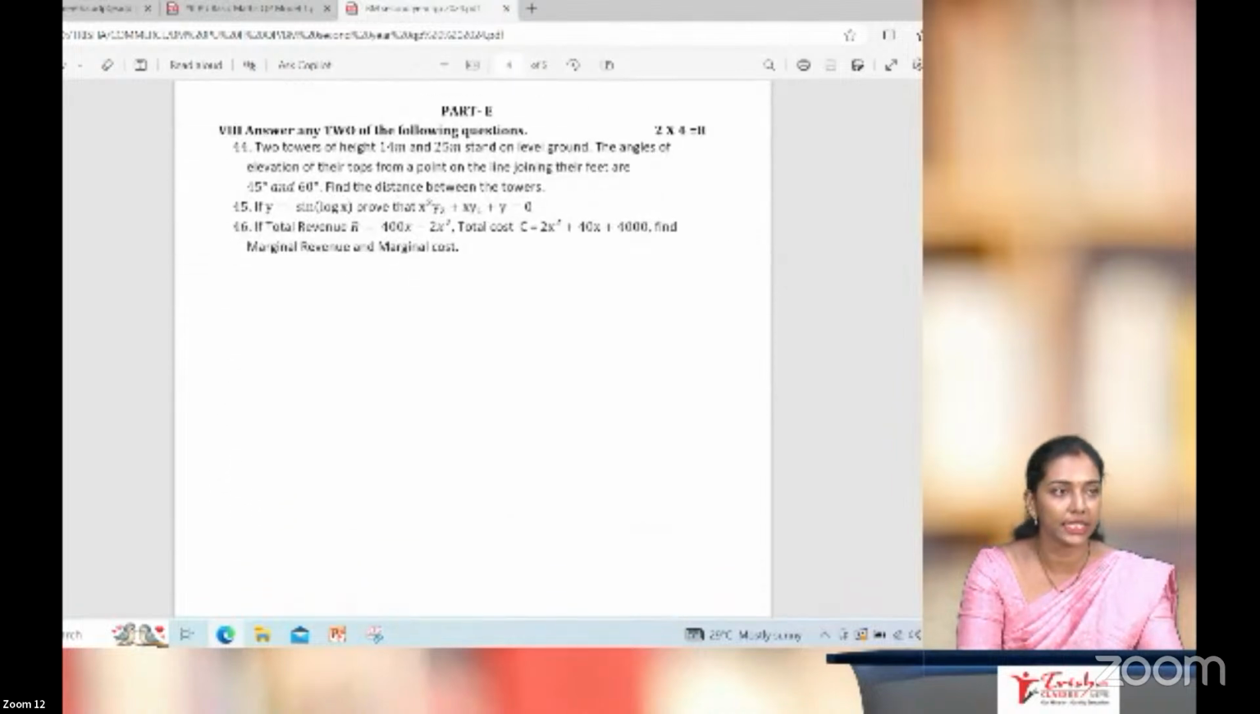Coming to Part E, I hope you can see, you have to answer 2 questions. Three questions will be there, and in that you have to attempt 2. The first will be from heights and distance, coming for 4 marks. Heights and distance are very sure questions. You can go through your textbook, where you can find the 4 to 5 marks questions. You have to study everything over there. That is fixed for the 44th question.